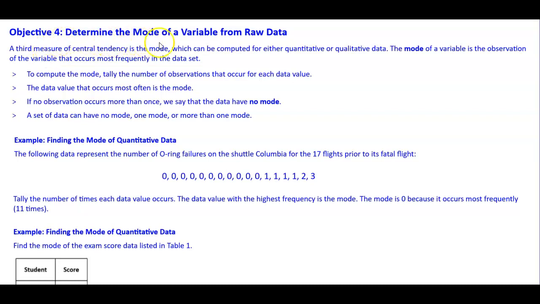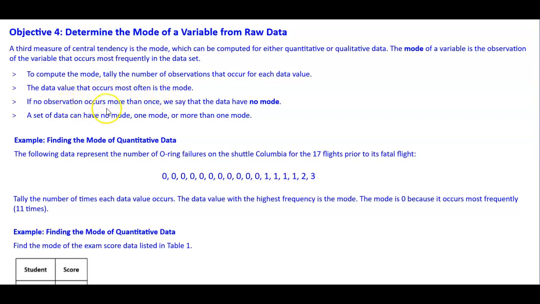Objective 4. Determine the mode of a variable from raw data. A third measure of central tendency is the mode, which can be computed for either quantitative or qualitative data. The mode of a variable is the observation of the variable that occurs most frequently in the data set. To compute the mode, you tally the number of observations that occur for each data value. The data value that occurs most often is the mode.